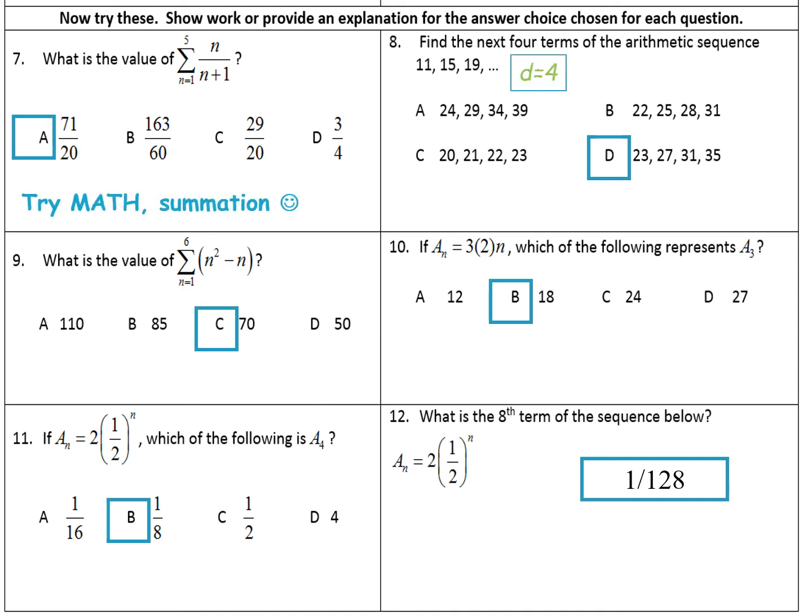Here we go, we're back. There is a key called math on your calculator. Try it: math, summation. See if you can put that in. Take a look at this one. Here's the explanation. 3 times 2 times 3, that would give you B. For 8, take a look. The common difference is 4, which would make that D. Take a look at number 11, number 12.